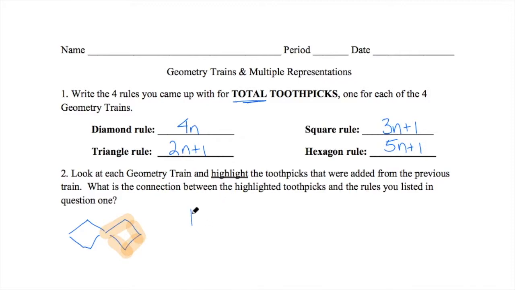Okay, great. Now if we look at the square, this is step 2 as well. So if we look at the ones that were added from step 1, this one, and this one. So maybe we should be writing this down. In the diamond, 4. In the square, 3. Let's see if we notice any more patterns. For the triangle, that would be step 2. And the ones that were added were these 2. Great. So we've got 2.